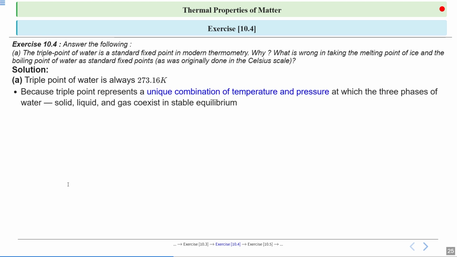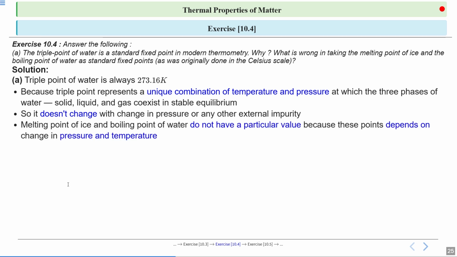Because the triple point represents a unique combination of temperature and pressure, at which the 3 phases of water, the solid phase, liquid phase and gaseous phase, coexist in stable equilibrium. So it does not change with change in pressure or any other external impurity. The melting point of ice and boiling point of water do not have a particular value because these points depend on change in pressure and temperature.